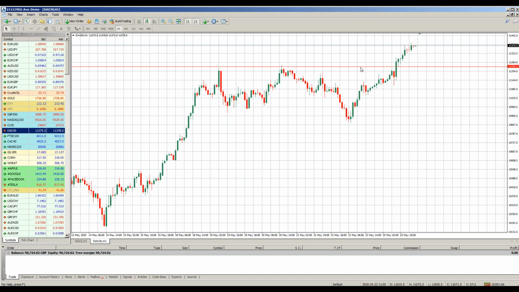Okay, resistance, resistance, resistance. You put your pending buy stop up here just, what, 8 or 9 hours ago, and boom, there it broke through and up it went all day.